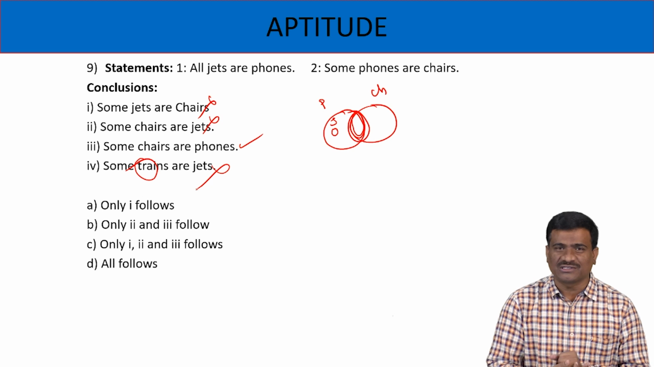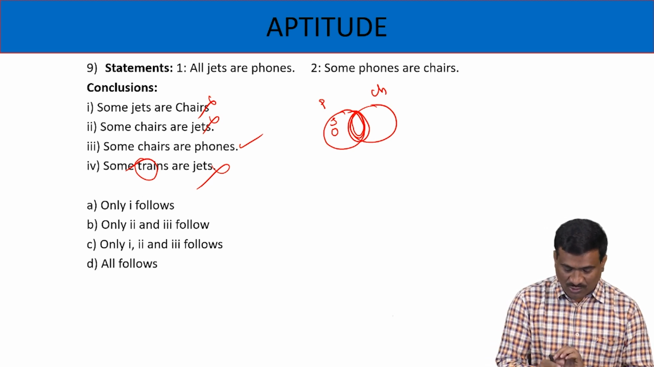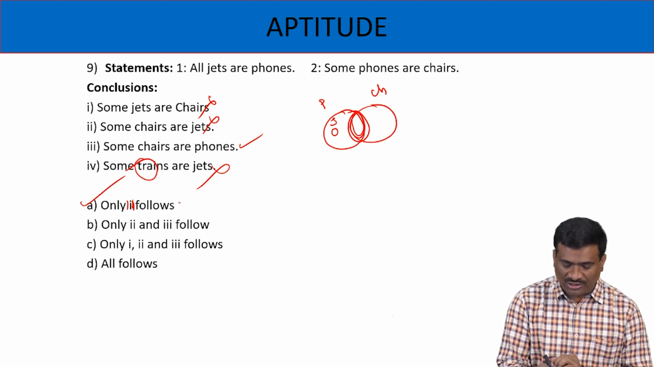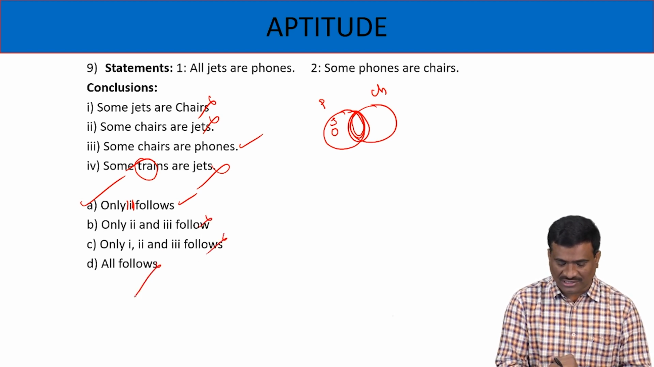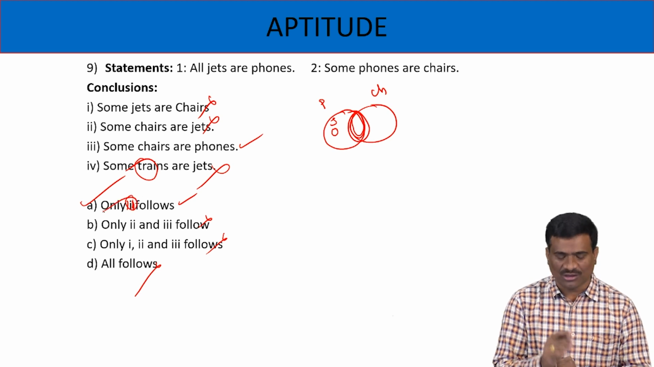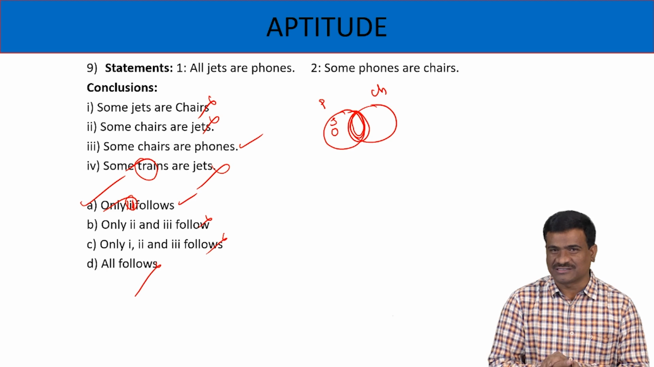Out of the 4 conclusions, only the third is exactly correct. Only 3 follows. Option A is correct: only 3 follows. Only 2 and 3 is not correct, 1, 2, 3 is not correct, and all follow is not correct. This is the ninth example.